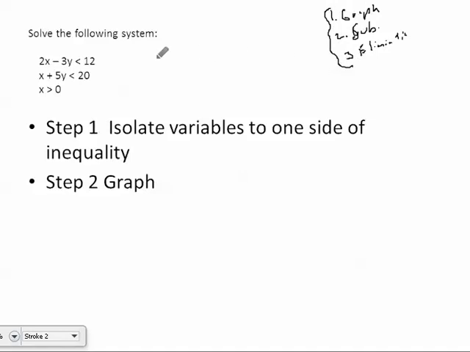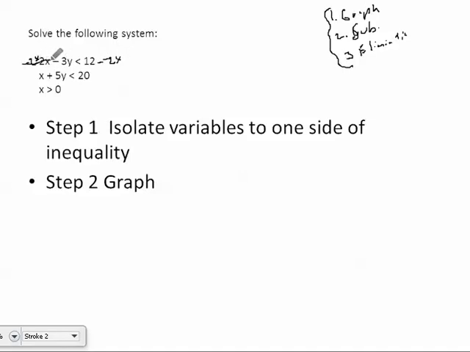But when we're looking at systems of inequalities, they're not equal to each other. So we need to go through a little bit of a process here and look at how we would do these. They're done very similarly. The first thing I'm going to tell you to do is to isolate the variables to one side of the inequality. In other words, I want the x's on one side and the y's on the other. So in this first one here, I'm going to move the x onto the other side over here. So I'm going to subtract 2x from both sides of the inequality.